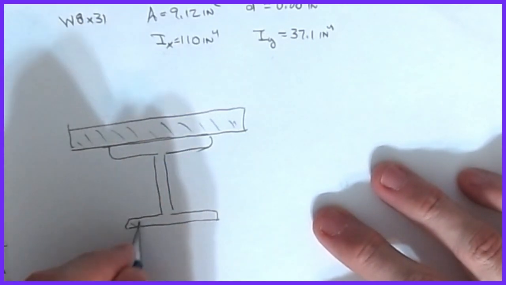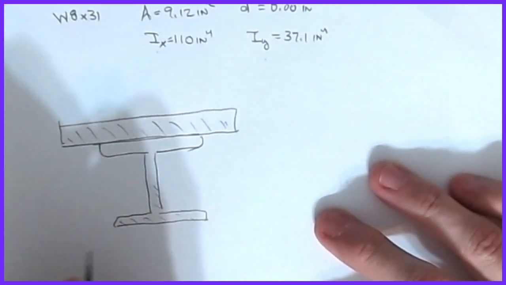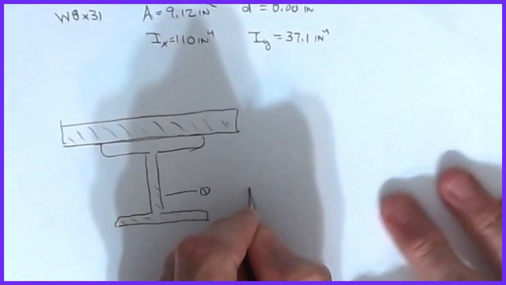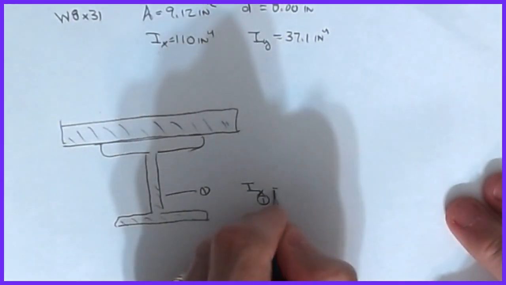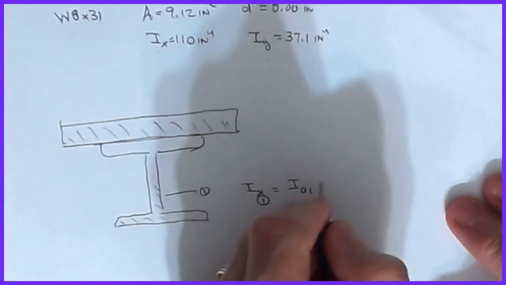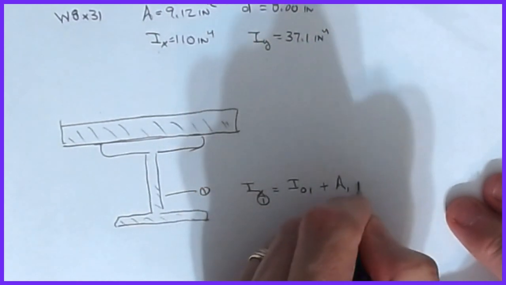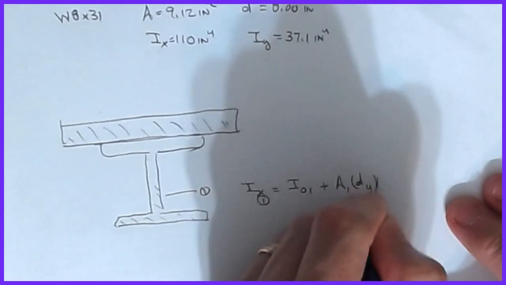Then I can go in and play the exact same game because I know that if I call this region 1, I know that Ix for region 1 is going to be equal to I naught for number 1 plus A1 times dy quantity squared.